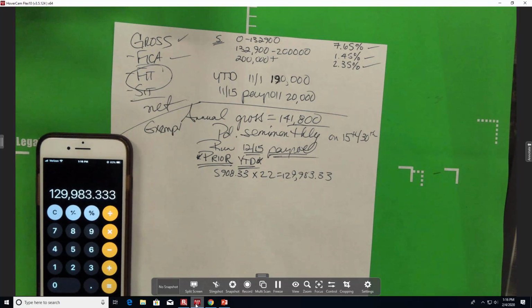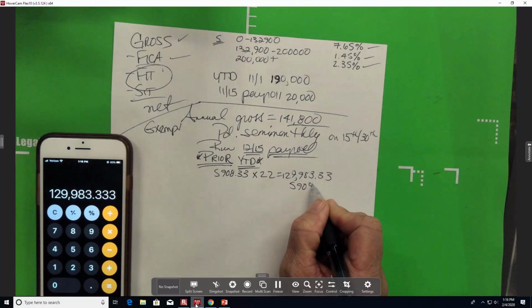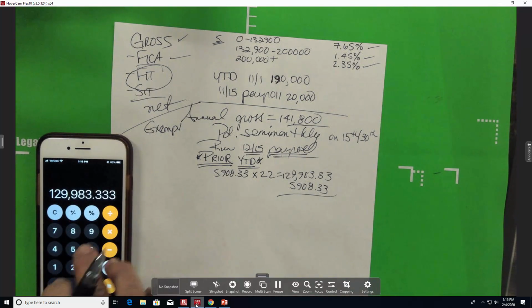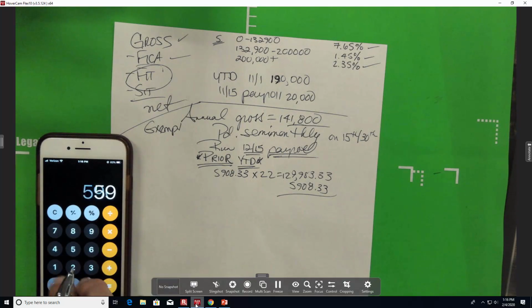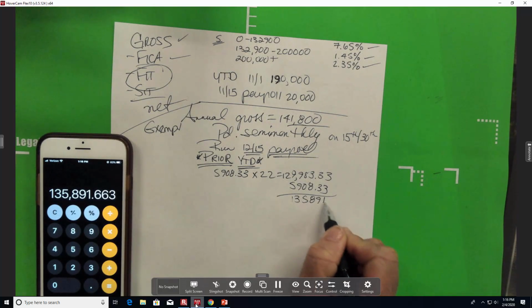That very thing I was talking about. She's going to straddle the cap, isn't she? Okay, and I can see that. Let's just prove that to ourselves. Plus 5908.33. So when she's done with this paycheck, she's going to be here, right?